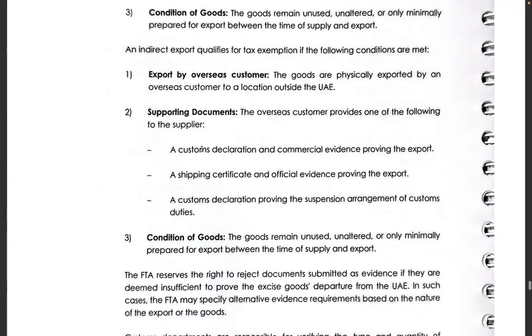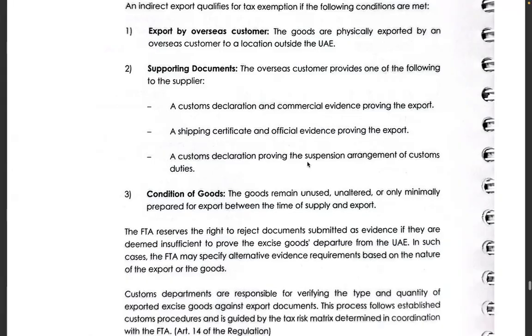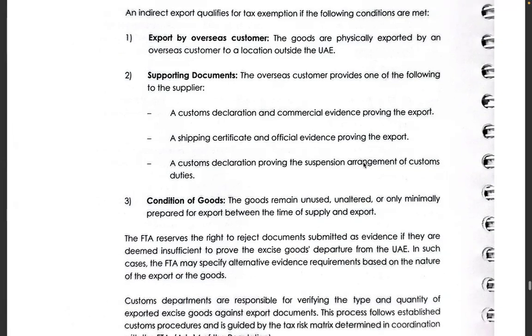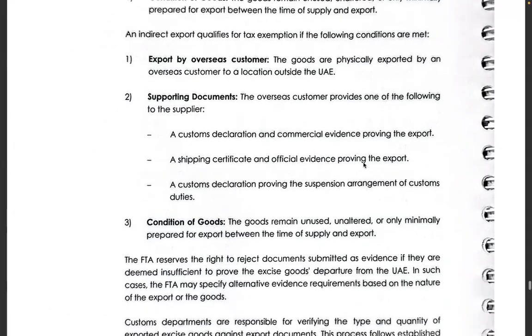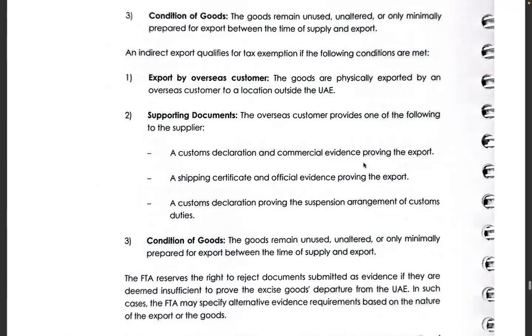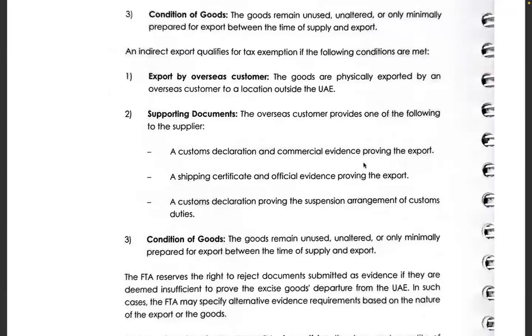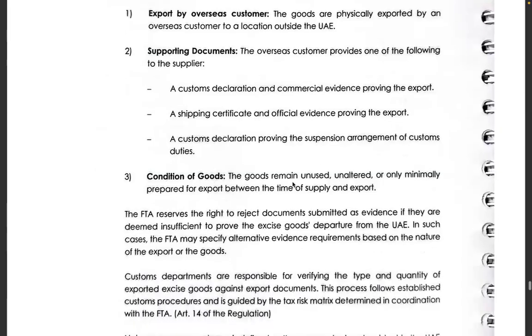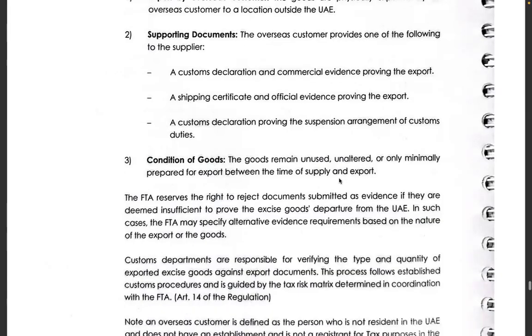The overseas customer provides one of the following: the customs declaration and commercial evidence proving the export, or a shipping certificate and official evidence proving the export, or a customs declaration proving the suspension arrangement of customs duty. If any of these is availed, the supporting documentation requirement will be seen as fulfilled, and these indirect exports will be eligible for exemption. And the same applies to the condition of goods: the goods remain unused, unaltered, or minimally prepared for export between the time of supply and the export.